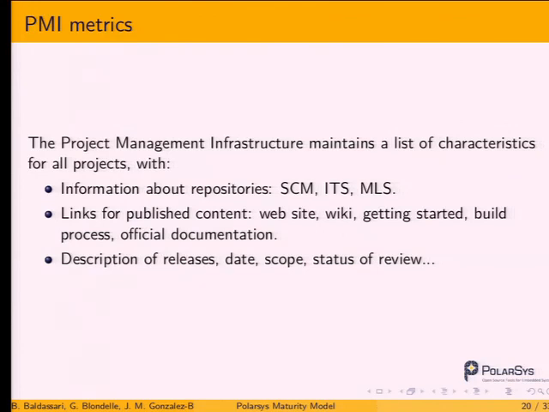The PMI, the project management infrastructure, is an Eclipse project, and it gathers a lot of information about the project. So you have information about the different repositories: source code repositories, ITS, mailing lists. You have a lot of links for the documentation: the website, wiki, getting started, some information about the build process, and the official documentation, so we can have a list of the different documents. And you also have a description of all the releases with the date, the scope, the status of the review, and so on.